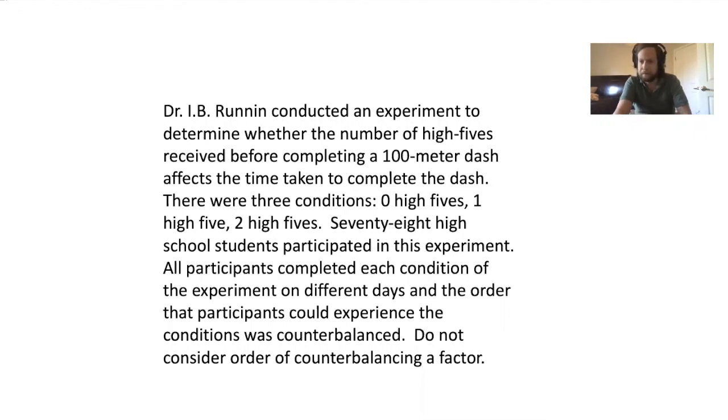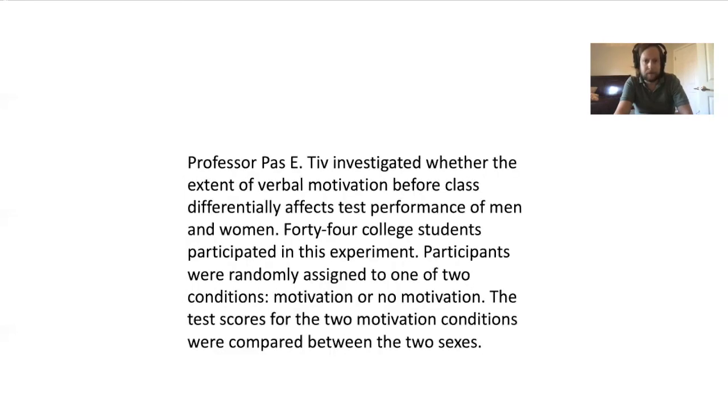Questions or comments about this one? What's the difference between factorial, repeated measures ANOVA, and one-way? Great question. One way means there is one factor. Factorial means there are 2 factors or more. So in this particular situation, there's only one factor, amount of high fives. Therefore, the answer is one-way ANOVA. We'll show some examples in a second where there's 2 or more factors, in which case the correct answer will be factorial ANOVA. One way means one factor. Factorial means 2 or more factors. Any other questions or comments? All right, moving on.